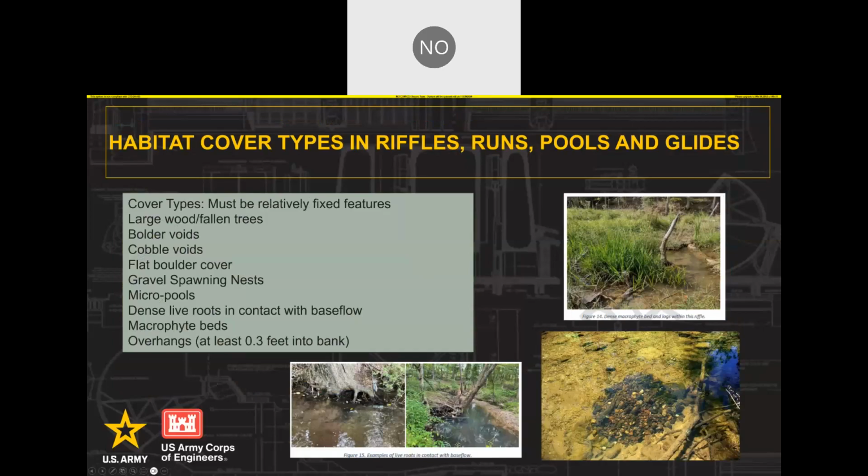Live roots in contact with base flow. This was a stream with poor water quality, but it did have these nice, I think these were red maple roots, those nice fibrous roots, and that's good spawning substrate. Fish and bugs will go hide in there. If you took your dip net in there, you'll find some things.